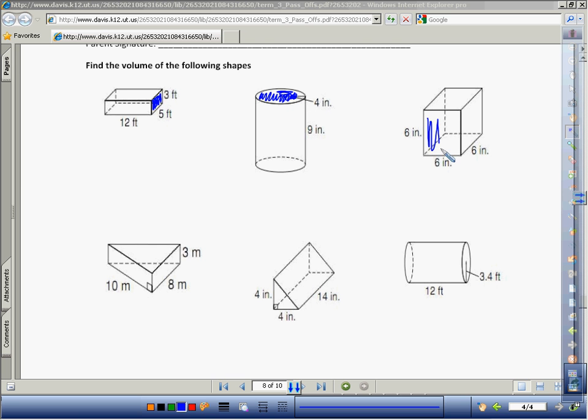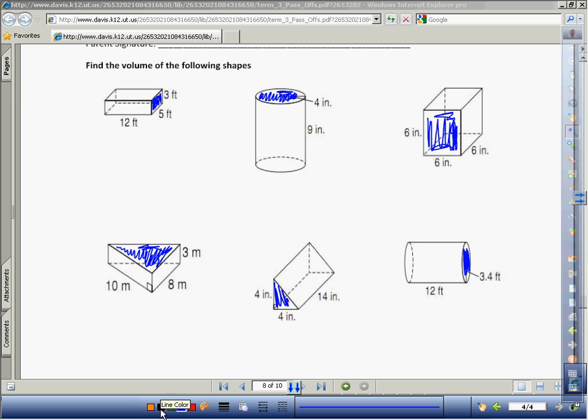Cylinder, rectangular prism here. Actually, this one's a cube. Let's get this one right here. This one's a good one. And this one, I'm actually going to try and get the top on this right here. Okay, and I'll explain to you why I want to do that.